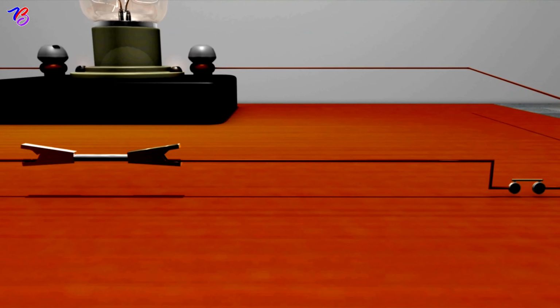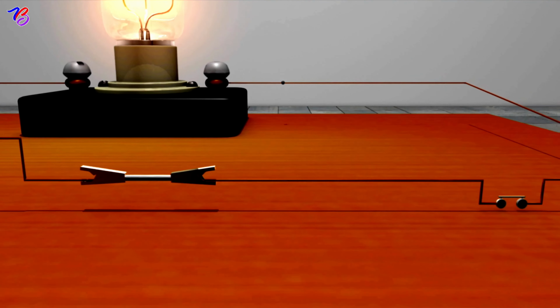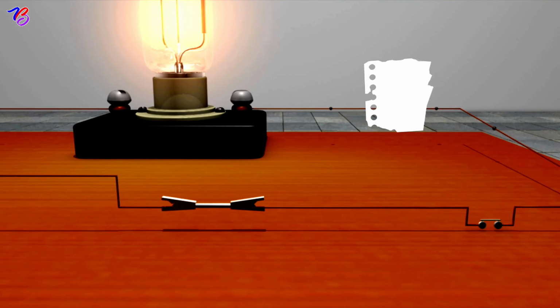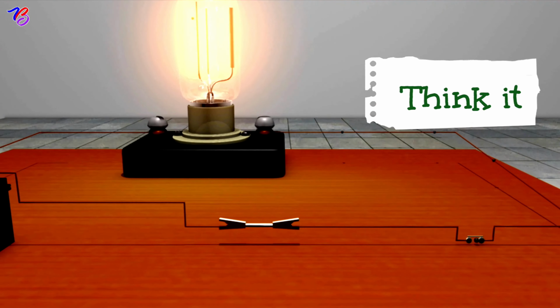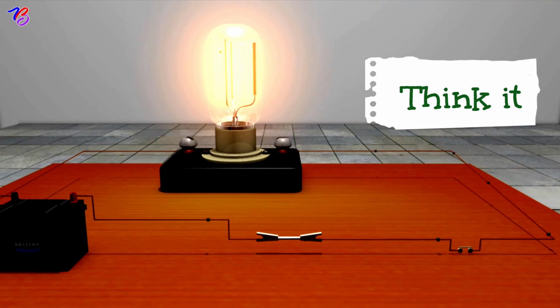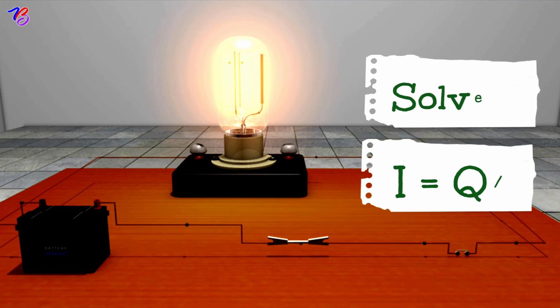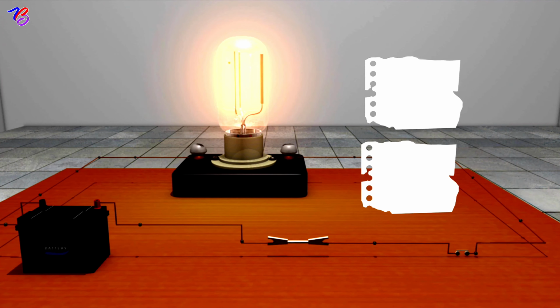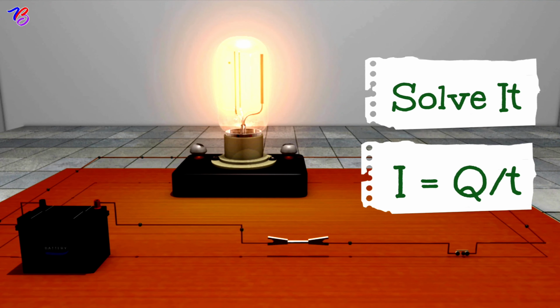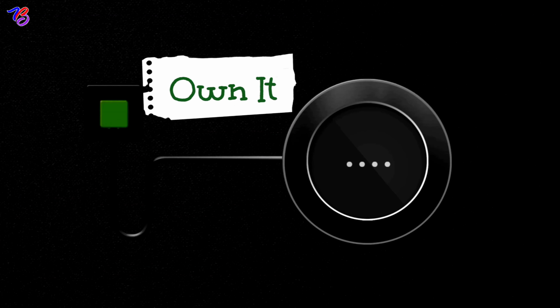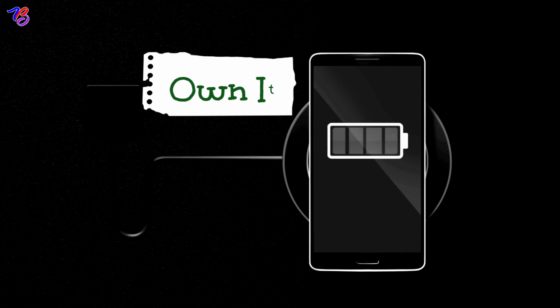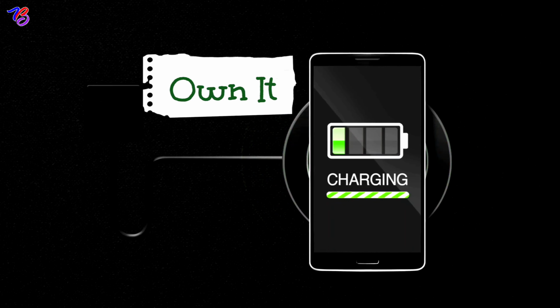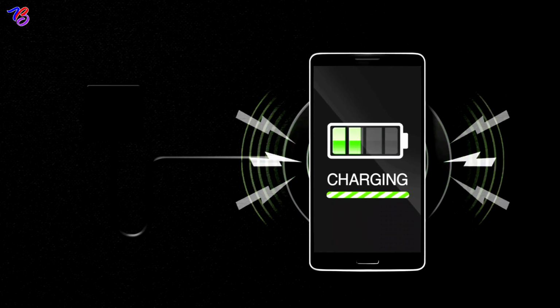So as you look at this topic, you realize the triune concept: number 1, think it. Electric current is the movement of charge. Then you have to solve it. You use I is equal to Q over T to calculate how much current flows. Then number 3, you own it. Next time you charge your phone, realize current is flowing through tiny copper wires, thanks to this very principle.